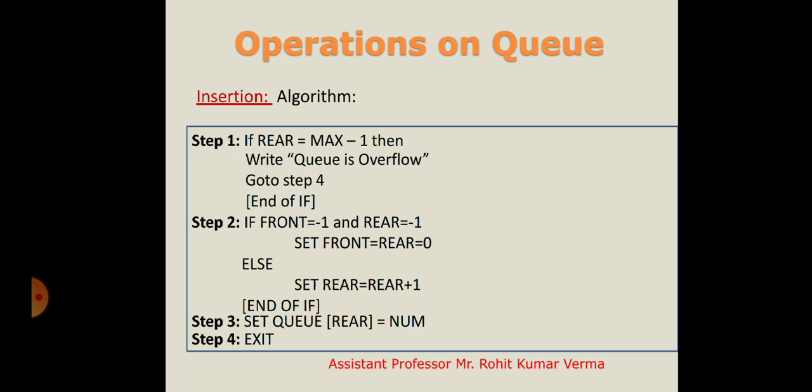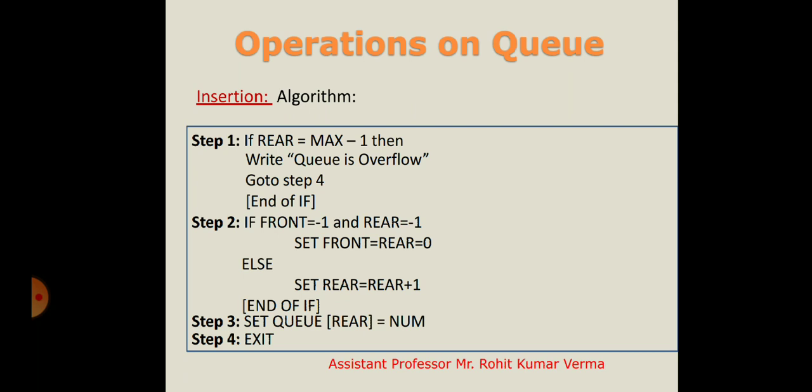Then dear students, in step 2 you can see if the queue is not full. In the first step we check whether the queue is full; there is no space for a new item, so we write that the queue is overflow. But suppose the second case, when the queue is not full, then what happens?